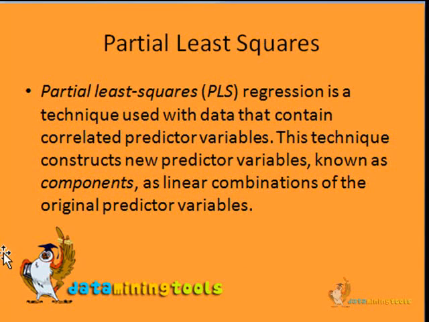Okay, after that we come to partial least squares. Now, partial least squares regression is a technique used with data that contain correlated predictor values. This technique constructs new predictor values, known as components, as linear combinations of the original predictor values or variables.